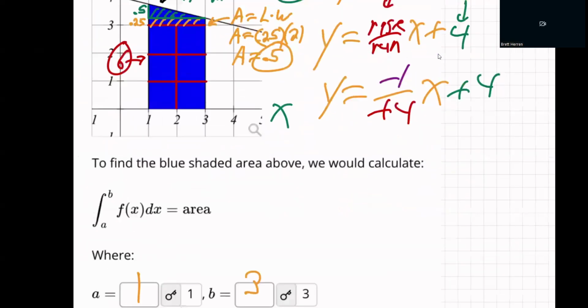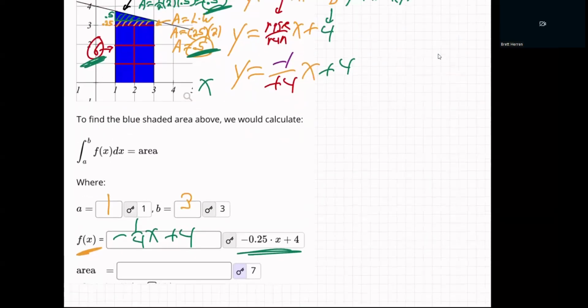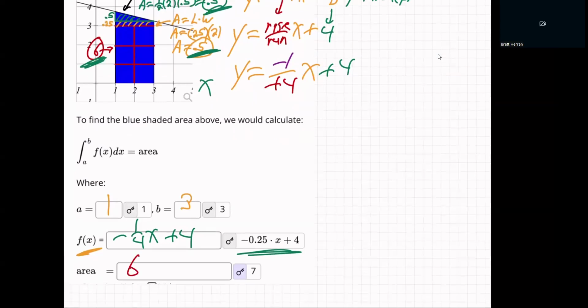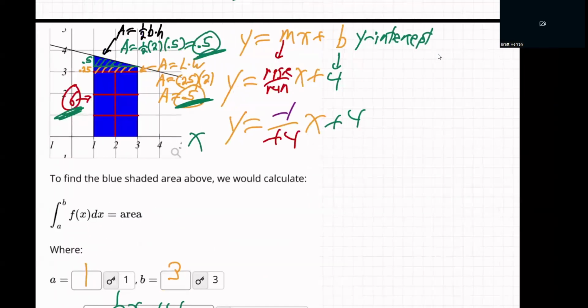So let's put them all together now. We have a little triangle of 0.5, a tiny little rectangle of 0.5, and the 6 straight-on squares. So 6, a half and a half makes 7. There we go. There's the area of that blue shape. It's a little tricky.